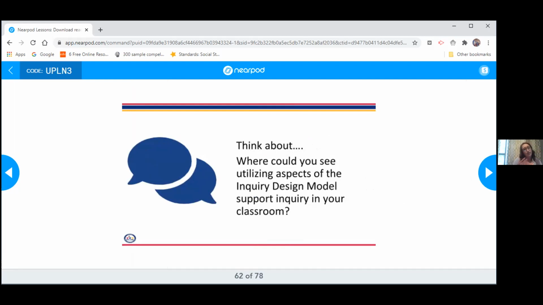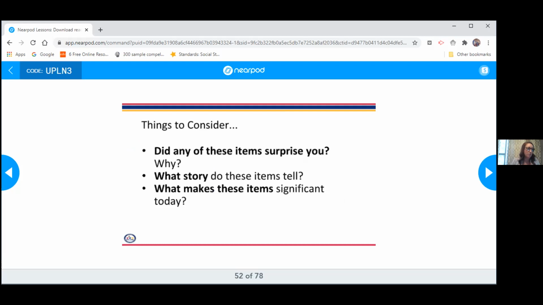All right, so like I said, this is a longer time period. We could do a whole training. We could take you through one of these series for another 2 hours another time. Actually, I don't even know if we could do it in 2 hours. But based off of what we just presented, where could you see utilizing some aspects of this inquiry design model or the whole inquiry design model in your classroom to support you in implementing inquiry?